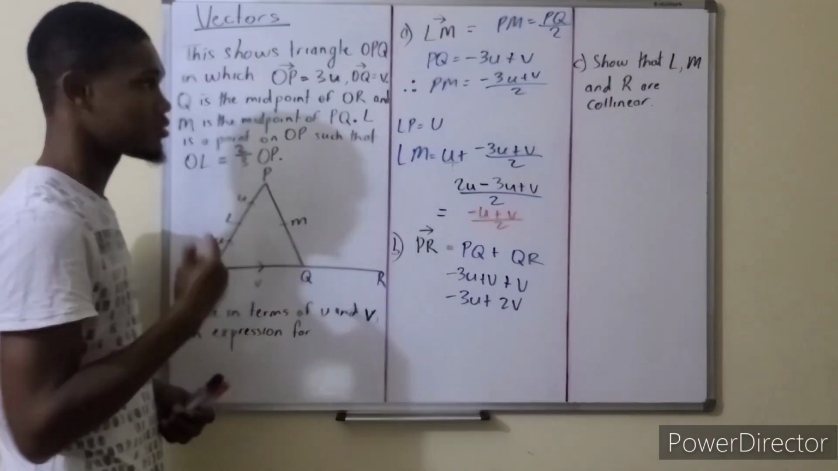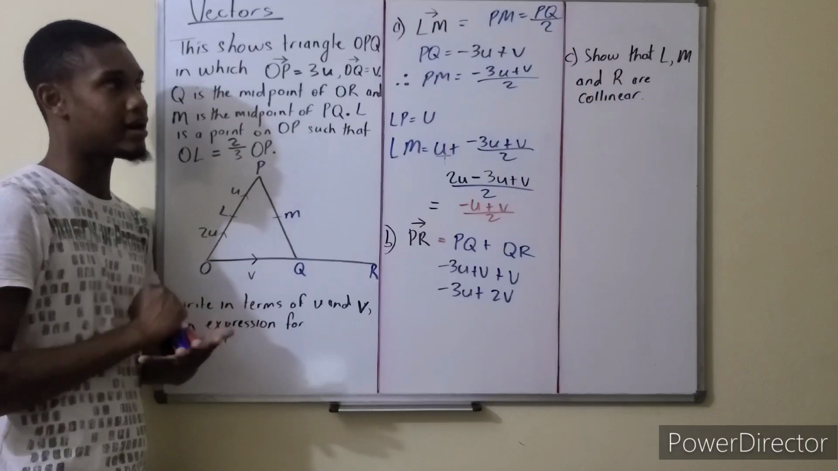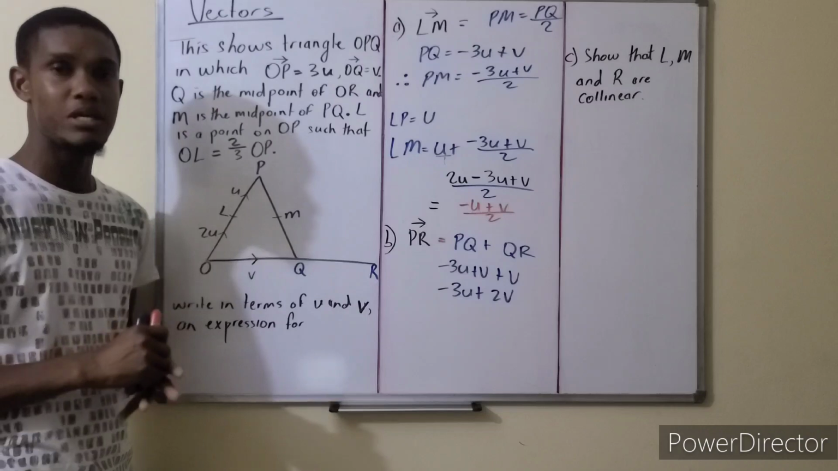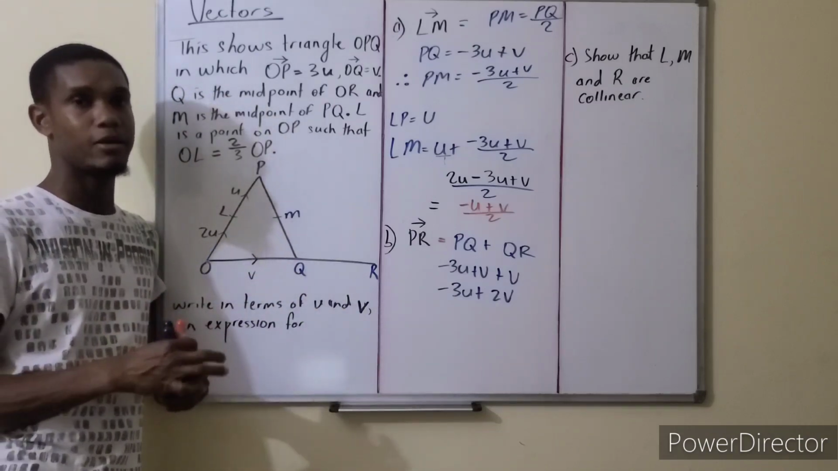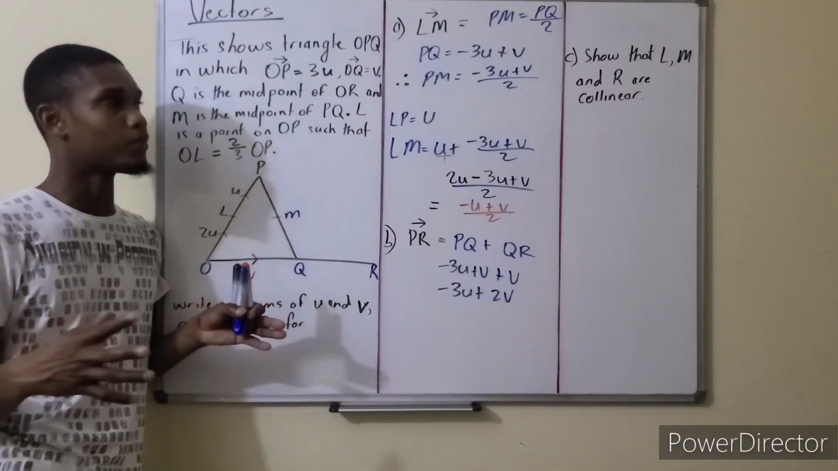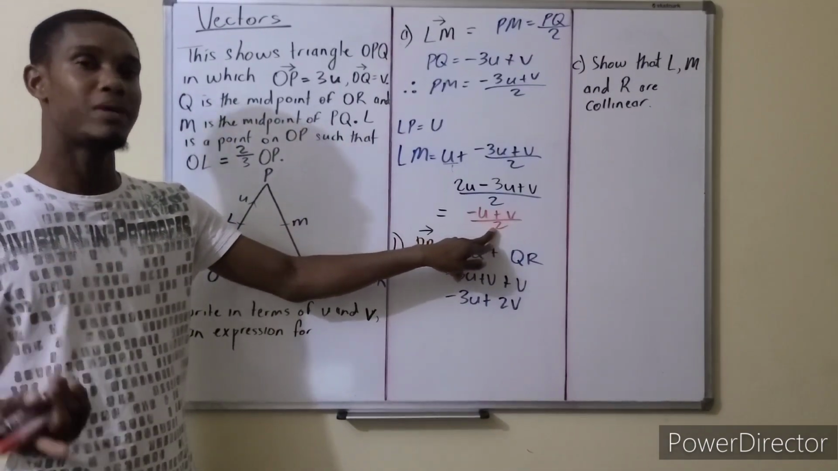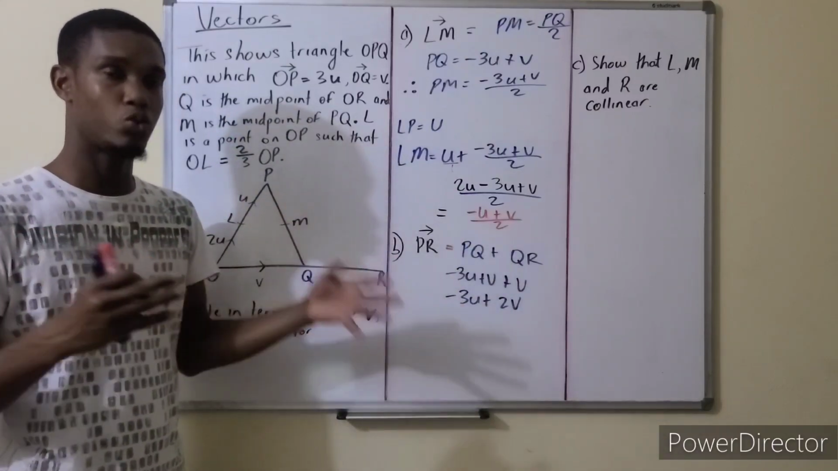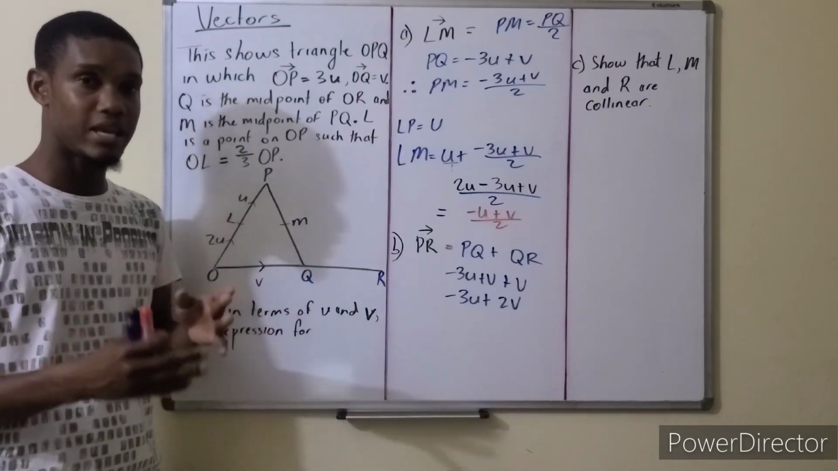Now, the final question says, show that LM and R are collinear. So the first thing you ask yourself is, what does collinear mean when you're dealing with vectors? Collinear in vectors means that one vector is a multiple of another vector. So if this is one vector and you multiply it by a number and you get the answer, it means that those points will be collinear. Collinearity also means that points are lying on the same line.